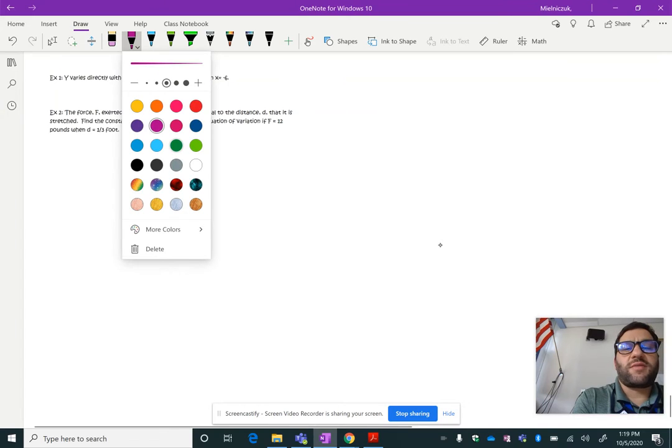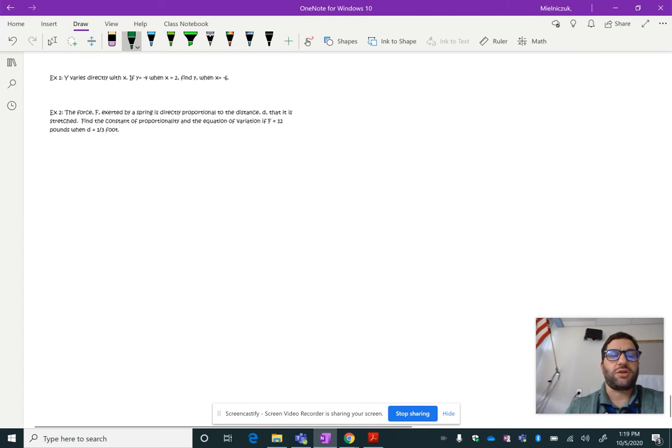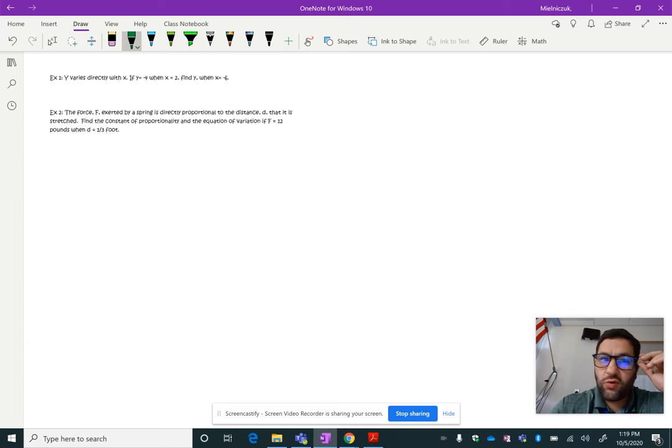All right, let's take a look at some examples of direct variation. So in example one, it says y varies directly with x. If y equals -4 when x equals 2, find y when x equals -6. So as a student, when you see y varies directly with x, those are your big keywords to realize you're dealing with a situation where y equals k times x.